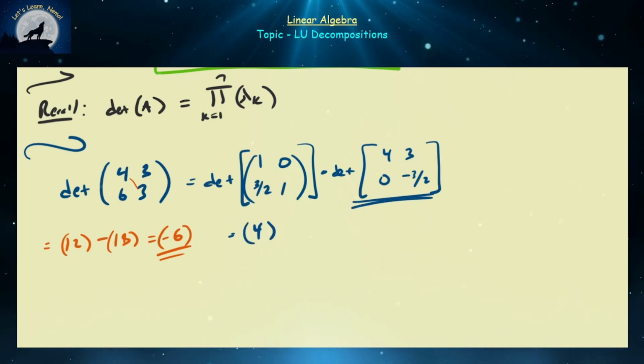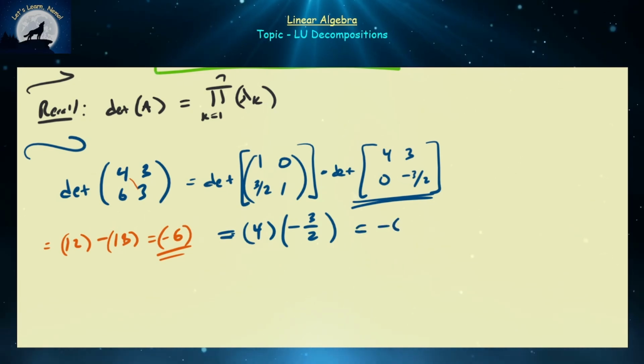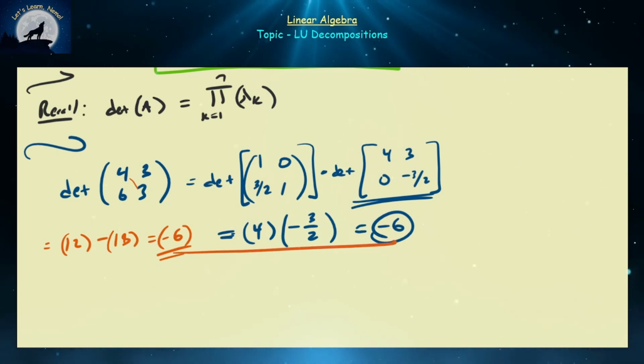Well, that's just going to be equal to 4 times minus 3 halves, because it's just a triangular matrix. And what do we have here? So 4 times 3 is 12, and 12 divided by 2 is 6. We have a negative sign, so it's equal to minus 6, which is obviously the same exact thing as before. So it definitely does work out.